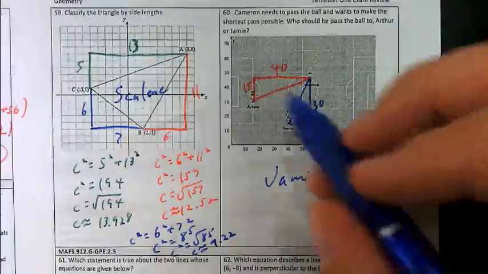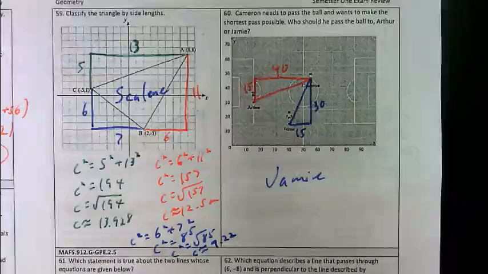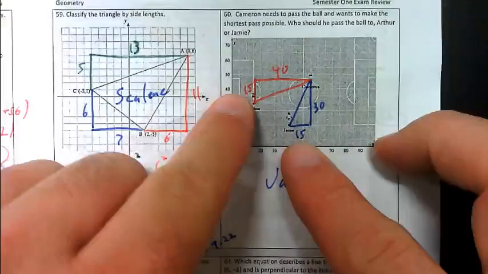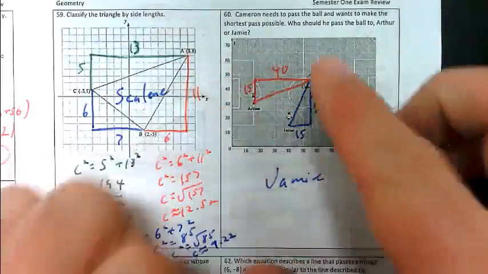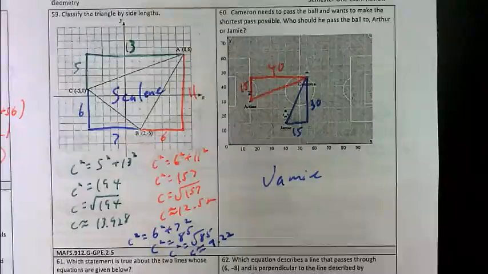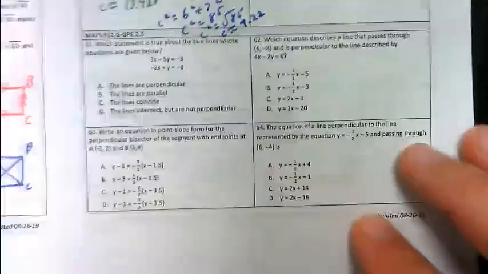Again, that only works because one of the two sides was equal, and then the other side, we had a longer distance, so we don't really have to figure it out, because if you have one side that's the same and the other side that's longer, the hypotenuse is going to be longer on the one with the longer dimensions. So it is Jamie who is closer. All right, on 61.